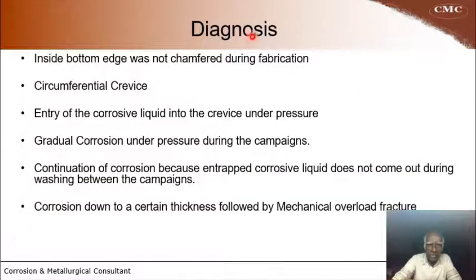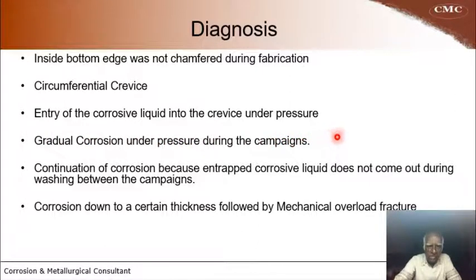So the diagnosis of this failure is the inside bottom edge was not chamfered during fabrication. Chamfering means make it smooth. And that resulted in a circumferential crevice throughout that sharp edge, and entry of the corrosive liquid into the crevice under pressure. This is very important. This is under pressure, so that the liquid is not easily coming out. And gradual corrosion under pressure during the campaigns.